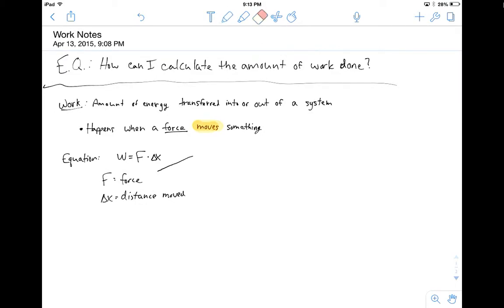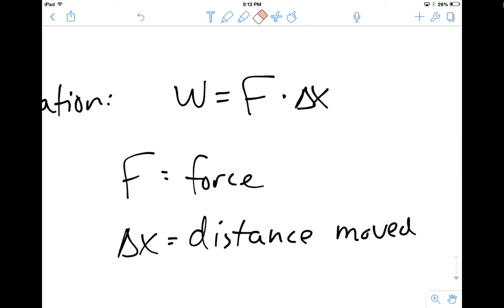Zoom for me. Uh-oh. I didn't mean to put that there. Zoom for me. Okay. All right.